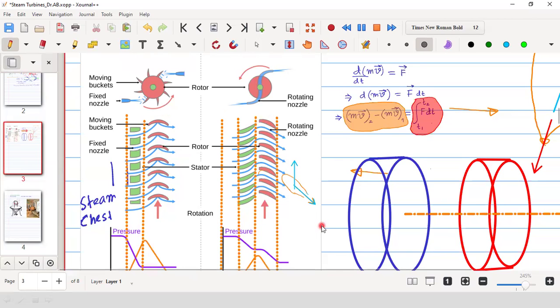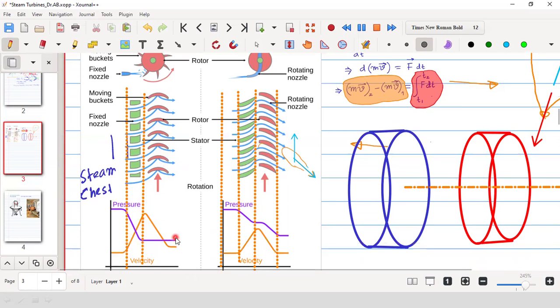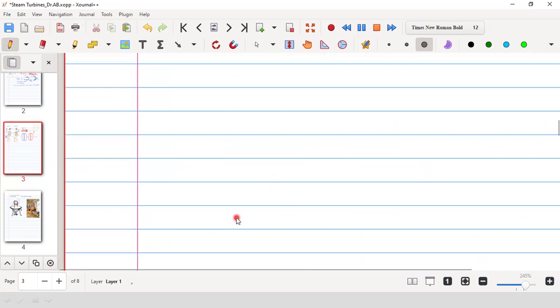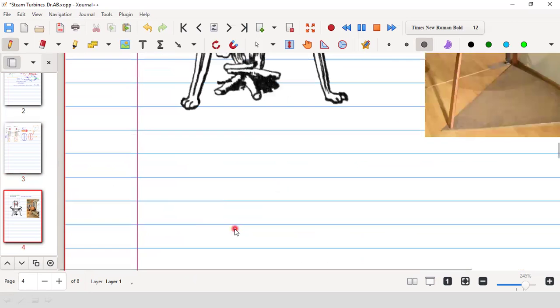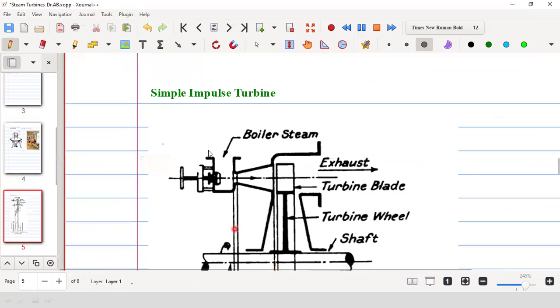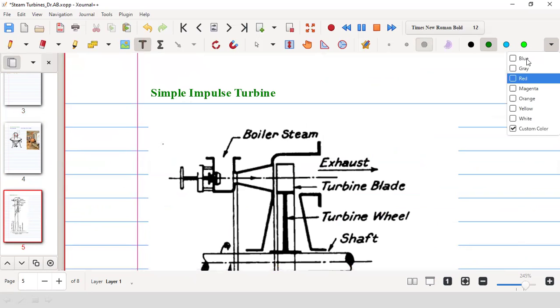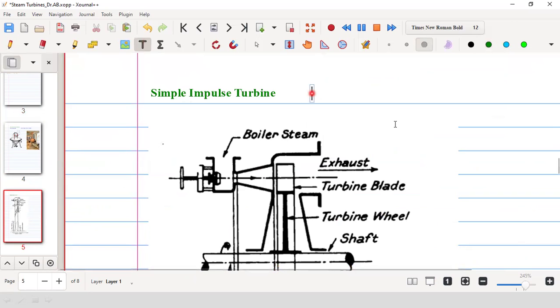Okay. So up to this, is it clear? Effect of impulse and reaction. So what happens to the pressure and velocity? Is it clear now? Okay. So the first one is called the simple impulse turbine. This is called the simple impulse turbine. Okay. And this turbine is called basically the De Laval turbine. Okay. This is called the De Laval turbine.